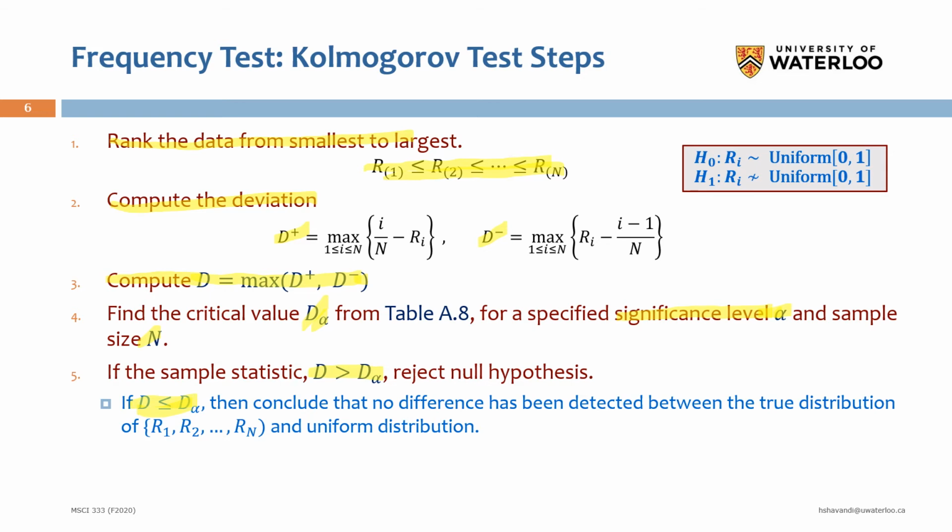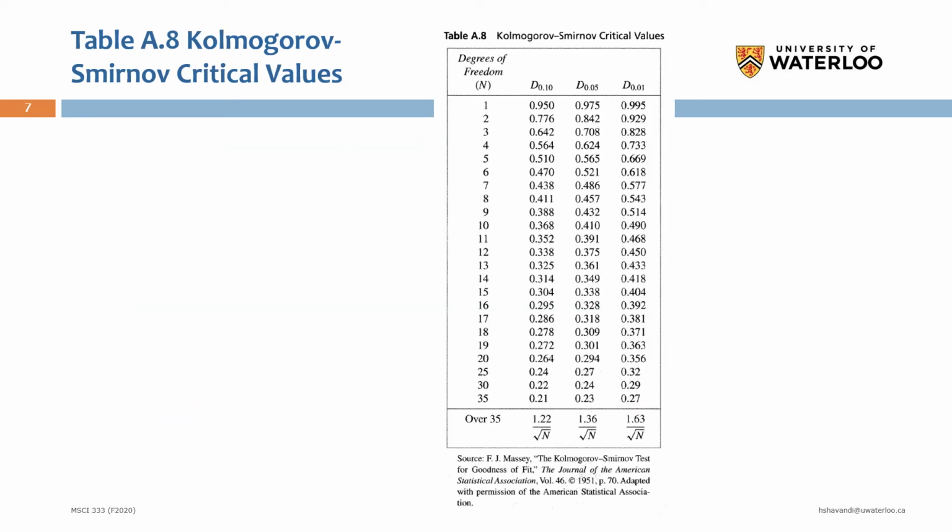This is table A8. Here we have the values for alpha of 0.01, 0.05, and 0.10. The most common one is 0.05, I mean 95% confidence level. As you see here, we have the values for n going from 1 to 35, and over 35 we have these formulas in order to obtain the critical values.